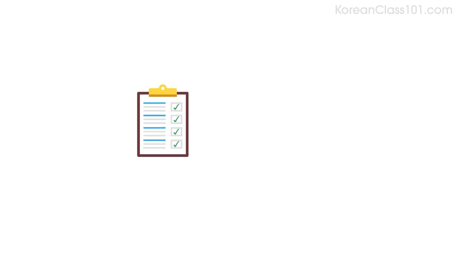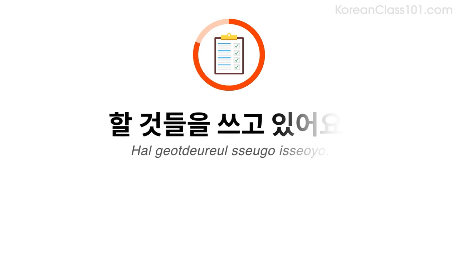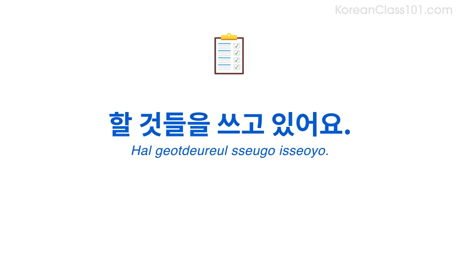Now, imagine you're writing a to-do list. Do you remember how to say a to-do list? 할 것들. Say, I'm writing a to-do list. 할 것들을 쓰고 있어요. Now, answer the question saying you're writing a to-do list. 뭐 하고 있어요? 할 것들을 쓰고 있어요.